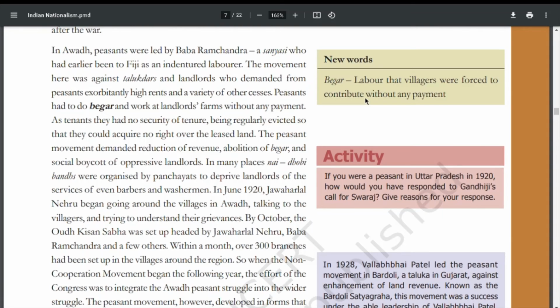In many places, Nai Dhobi Bandhs were organized by panchayats to deprive landlords of the services of even barbers and washermen. In June 1920, Jawaharlal Nehru began going around the villages in Awadh, talking to the villagers and trying to understand their grievances. By October, the Oudh Kisan Sabha was set up, headed by Jawaharlal Nehru, Baba Ramchandra, and a few others. Within a month, over 300 branches had been set up in the villages around the region. So when the non-cooperation movement began the following year, the effort of Congress was to integrate the Awadh peasant struggle into the wider struggle.